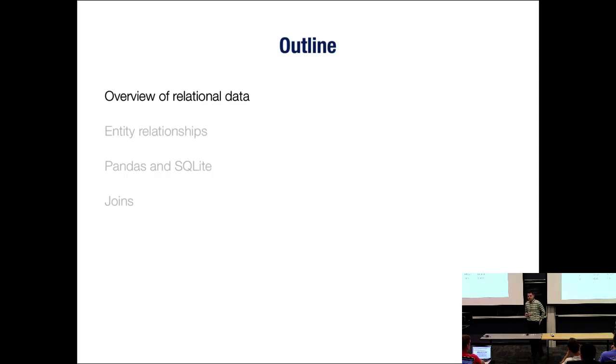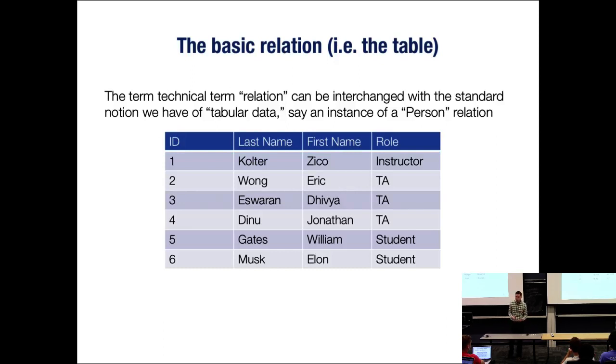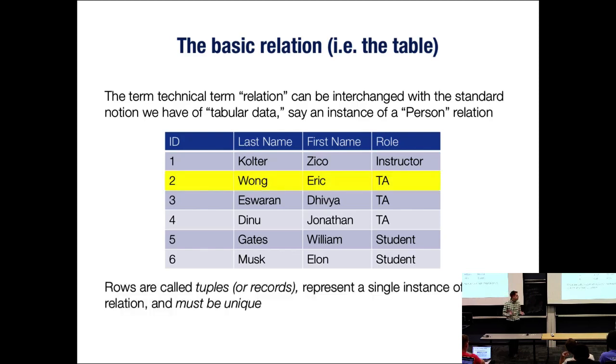Okay, so let's talk about relations. For lack of a better way of putting it, a relation is a table. All right, and so when you think about relations, think about tables as your canonical way of what a relation is. So a relation is some table that has columns and rows. And we call the rows in these things either tuples or records. They're a single instance of this relation that the table describes. So in this case, this could be a person relation. It describes people involved with this course.